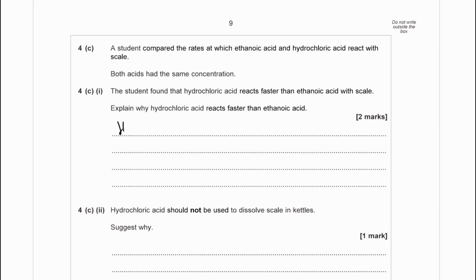So I'm going to say that hydrochloric acid is a strong acid, but ethanoic is a weak acid.